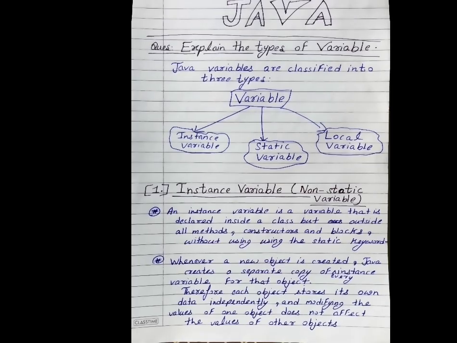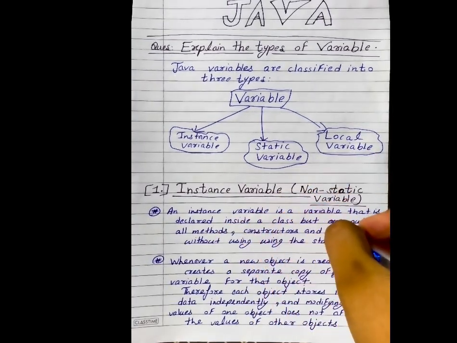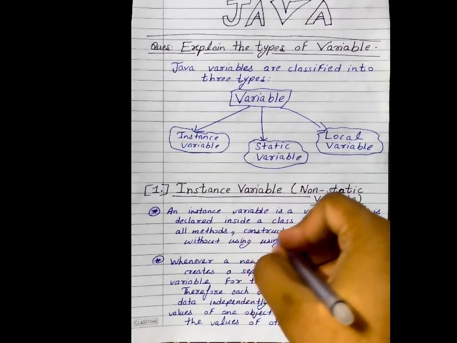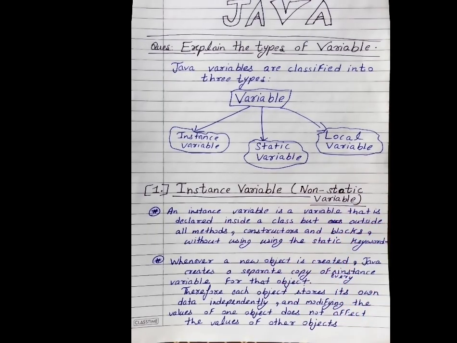So, it is a variable that is declared inside a class but outside all methods, constructors, and blocks without using the static keyword. And we should know whenever an object is created, Java creates a separate copy of every instance variable for that object. Therefore, each object stores its own data independently and modifying the values of one object does not affect the values of another object because of this.